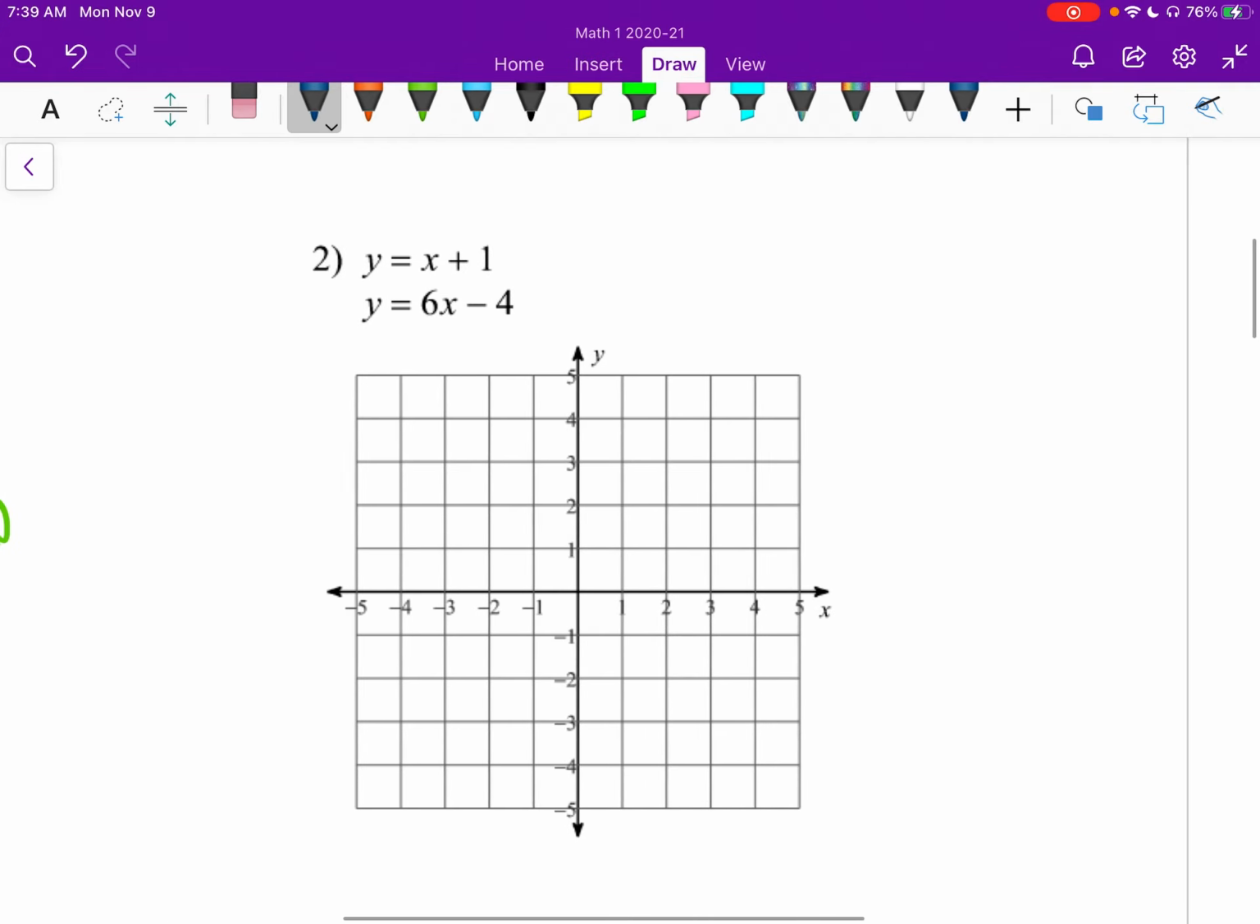All right, number 2. The top one, our y-intercept is at 1, our slope is 1.